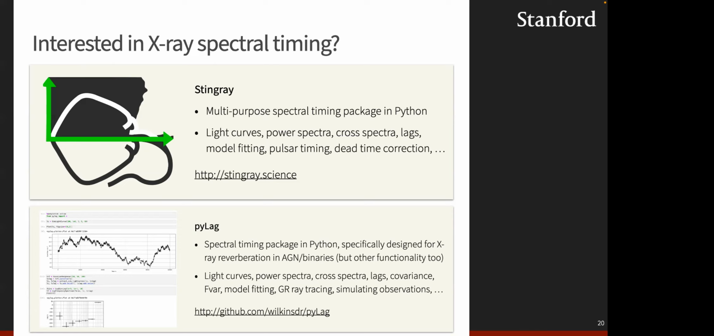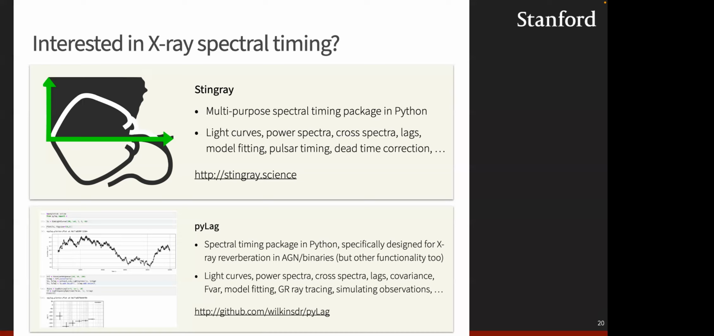We have some specialized tools that we've been developing more recently. The most comprehensive is this tool called Stingray. This is written fundamentally in Python, and it lets you do all manner of light curve analysis, Fourier analysis. You can calculate these cross spectra, these lag spectra. You can do pulsar timing, phase resolved analysis, all manner of different things in light curves.